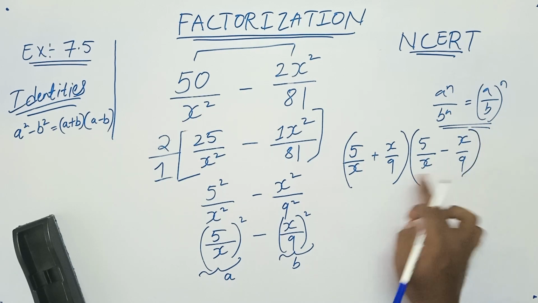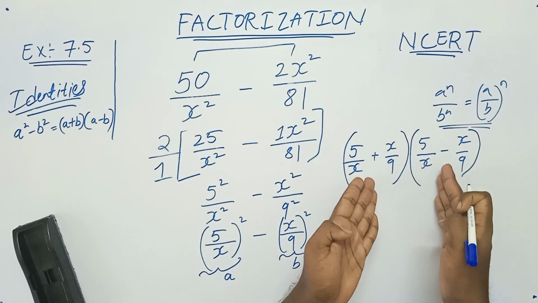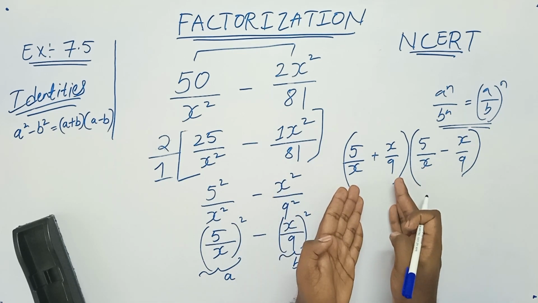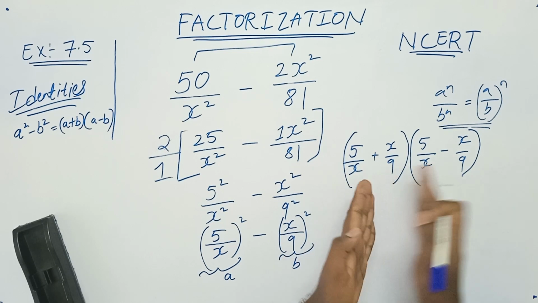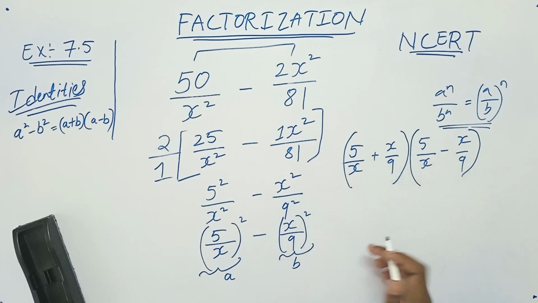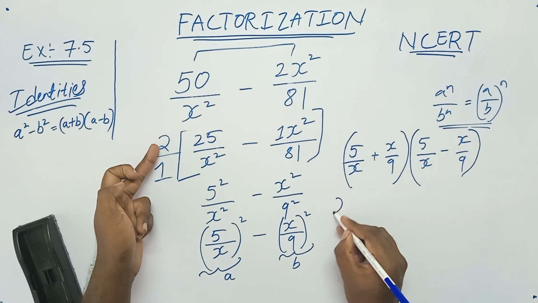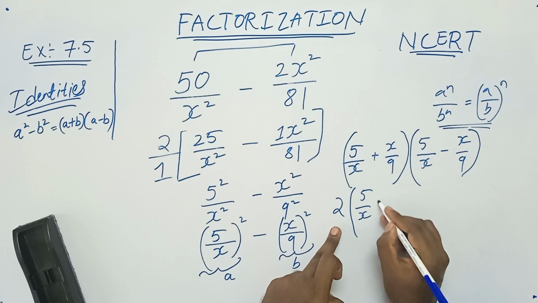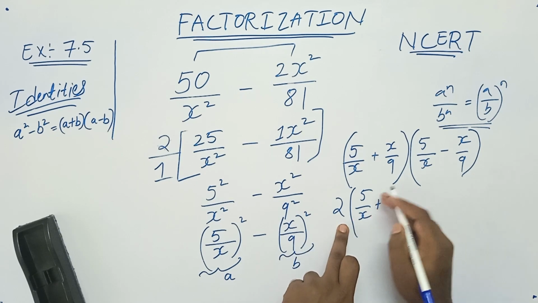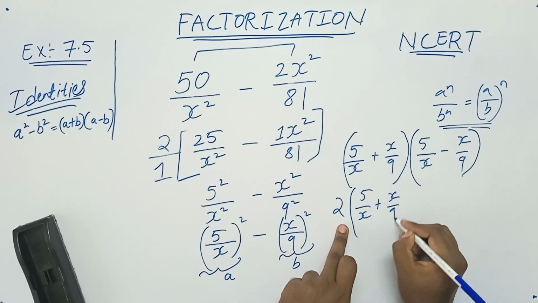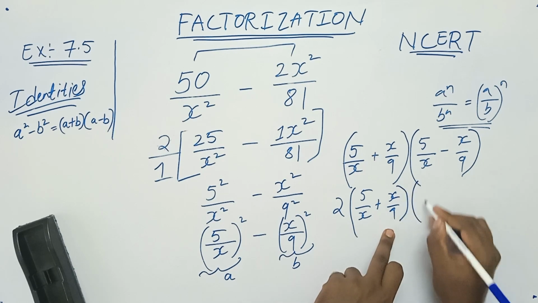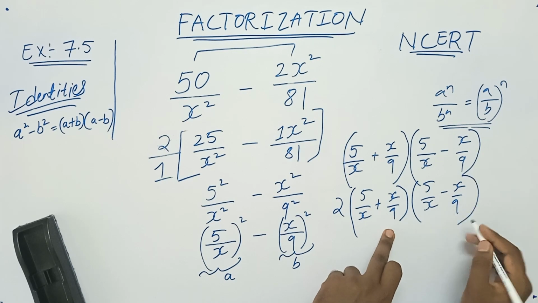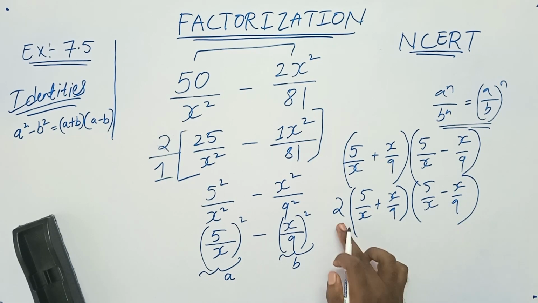So we got a product of two factors. If you just look within the bracket, there are no values that we are able to solve. So if we are unable to solve within the bracket, this will be our product of factors. That means here you have a 2 getting multiplied with the factor 5 upon x. 2 itself is a factor getting multiplied with 5 upon x plus x upon 9, another factor, and this factor is getting multiplied with 5 upon x minus x upon 9 as another factor. That means we got a product of 3 factors, 1, 2, 3.